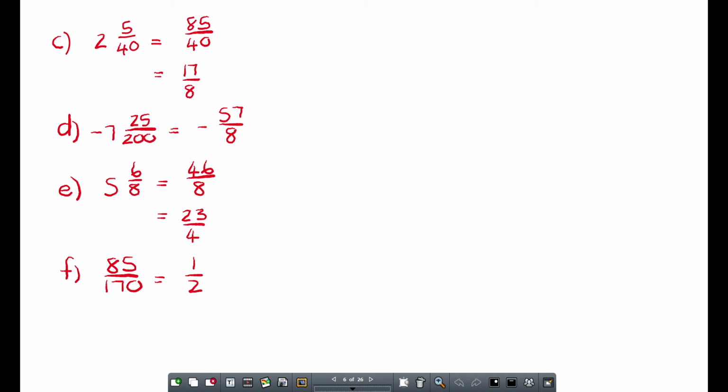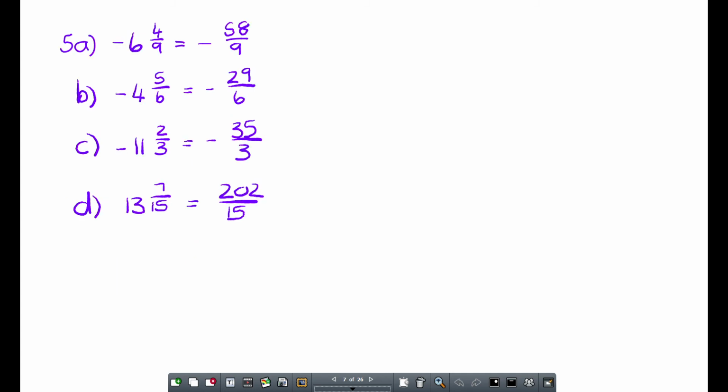Okay. Then number 5 says, write the following mixed numbers as improper fractions. So over here, we said we're going to take the whole number and multiply it with the denominator. So minus 6 times 9, and then we add the 4, which was the numerator. So that should give you minus 58 over 9. That's then probably in the Afrikaans book. So you guys will then just have 58 over 9. Sorry, sometimes the Afrikaans and the English book differ.